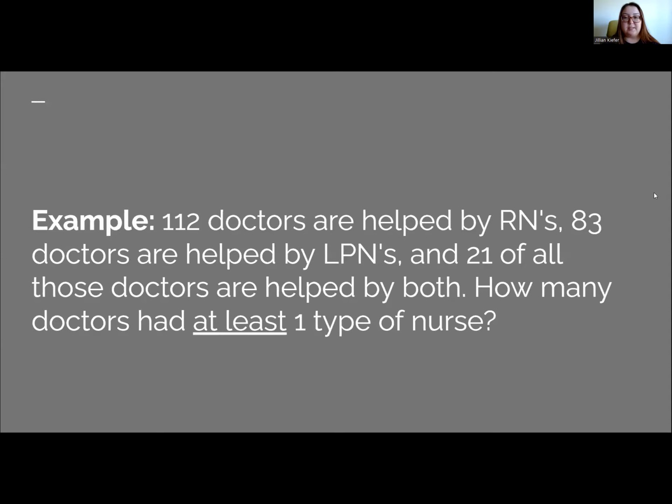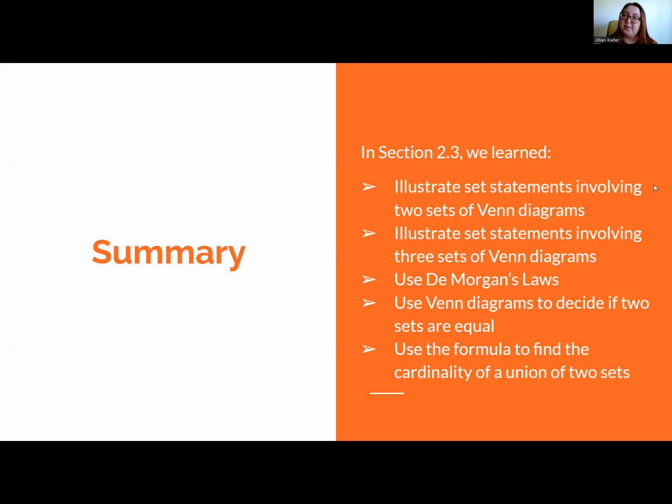All right, that was our example, and that wraps up section 2.3. So in summary, in section 2.3, we learned how to illustrate set statements involving two sets using Venn diagrams, how to illustrate set statements involving three sets using Venn diagrams, using De Morgan's laws, using Venn diagrams to decide if two sets are equal, and using the formula to find the cardinality of the union of two sets.